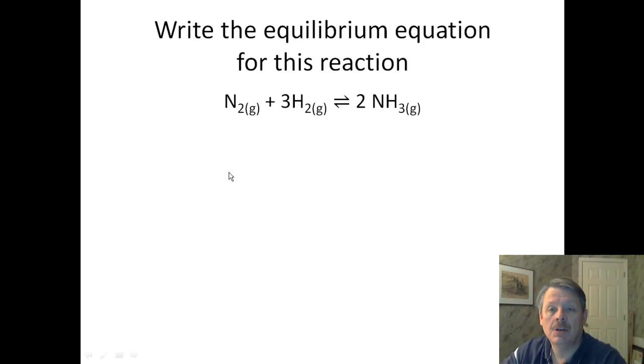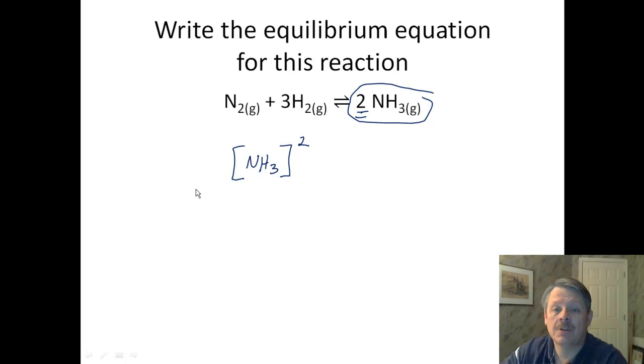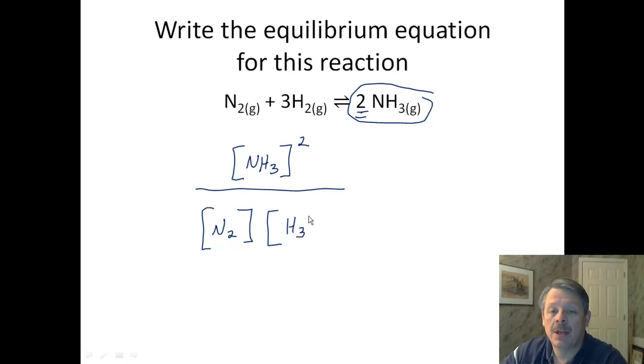Pause the video. Write the equilibrium equation for this reaction. All right. Well, again, remember you're doing products over reactants. So the concentration of NH3 is a gas, so we're going to use it, and we're going to square it because of the coefficient in front of NH3. And then we're going to take the concentration of N2, and that's a reactant, so it goes on the bottom, and it does not have a coefficient, so it's only to the first power. And then we have the concentration of H2, which also is a gas, but it has a coefficient of 3, so we're going to cube it down here. So it's the concentration of H2 cubed. And that's going to give us our equilibrium constant.